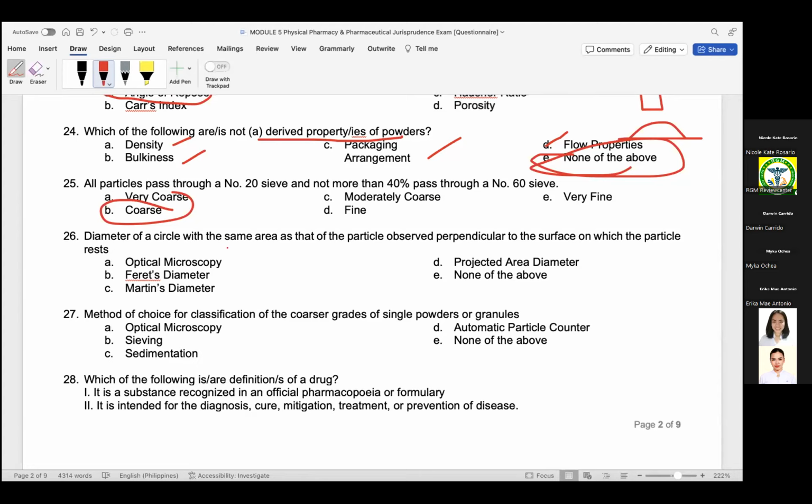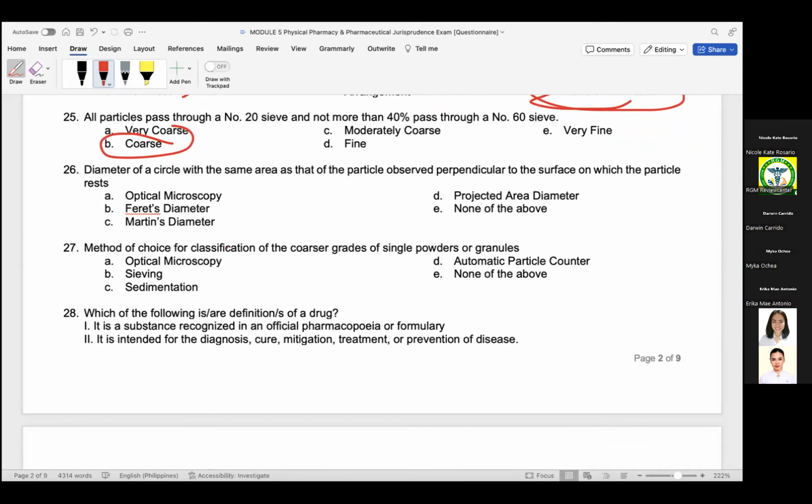Okay, next, number 26. Diameter of a circle with the same area as that of the particle observed, perpendicular to the surface on which the particle rests. The keywords are already there, diameter of a circle, which is your projected area diameter. Ferret's diameter is the farthest distance. Martin's diameter is the diameter of the particle itself, but not the circle.